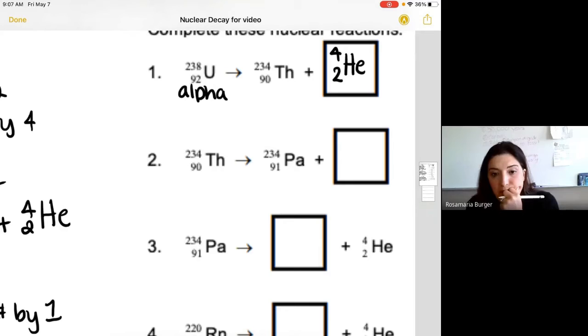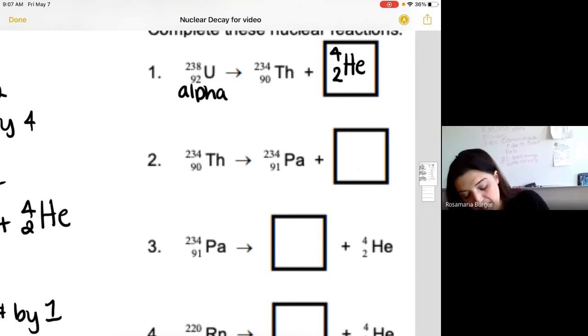Okay. This next problem, my mass is staying the same, 234 to 234, so I'm not going to change that. My atomic number is increasing by 1, which means we're subtracting a -1. So it went up 1 step to protactinium. That means this is one of those beta particles. So this is beta radiation.